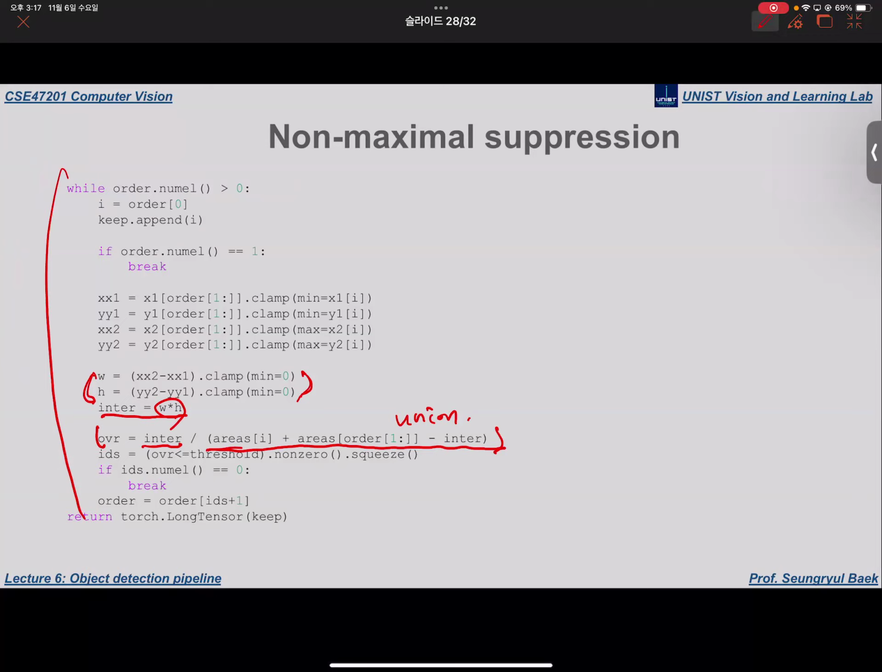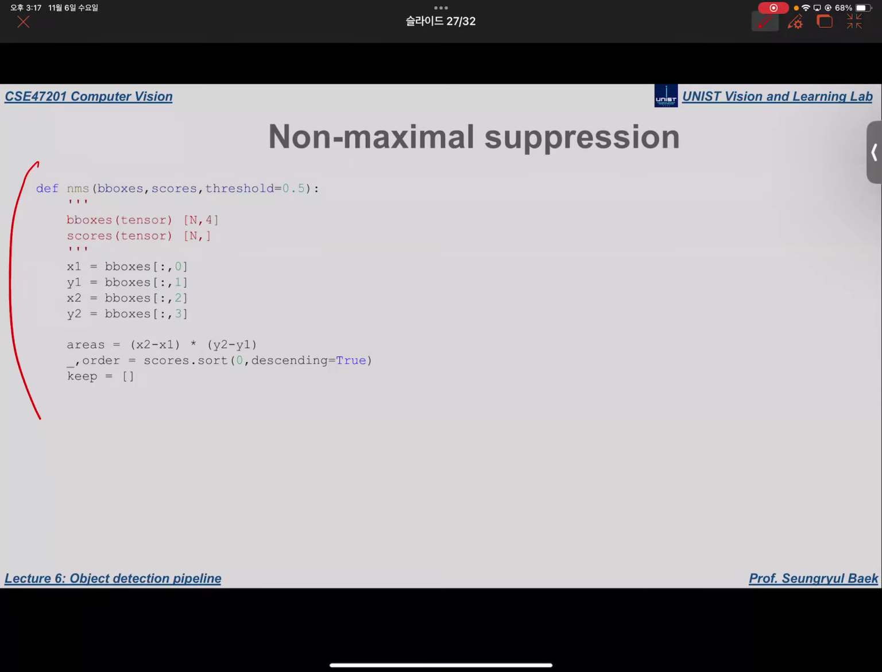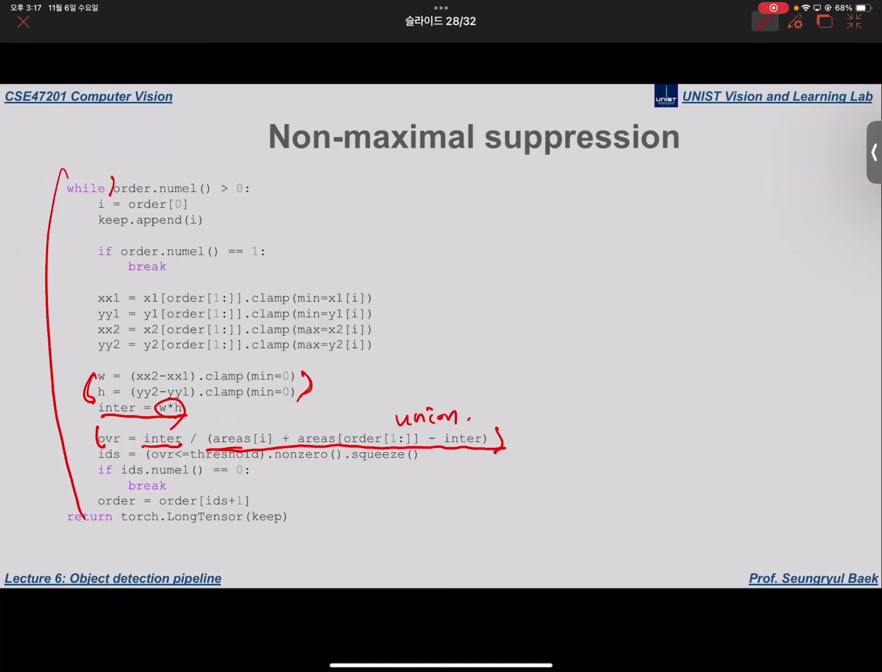So we first sort this order, which contains the confidence values for all bounding boxes estimated from the network. We first sort by the confidence value and then remove the boxes which have lower scores. So that is actually happening in this code.